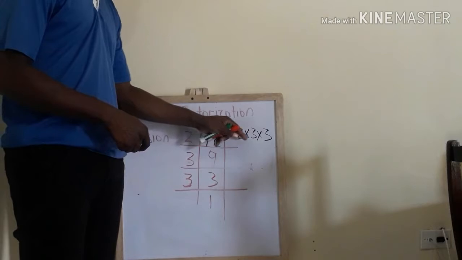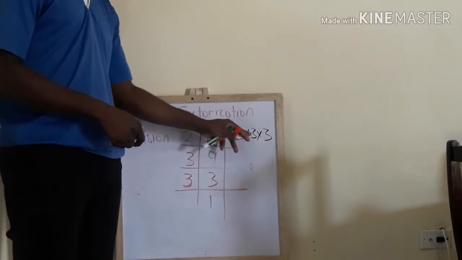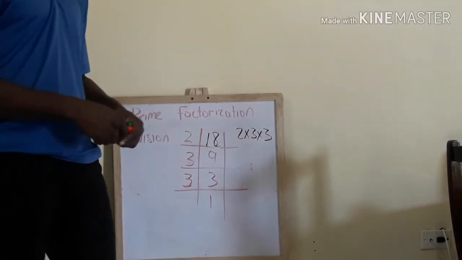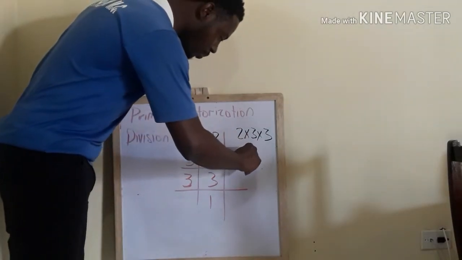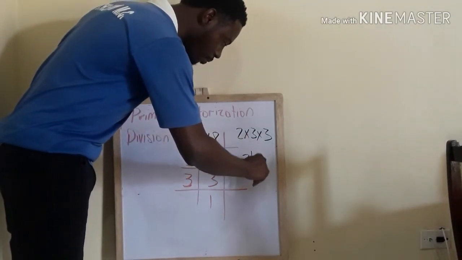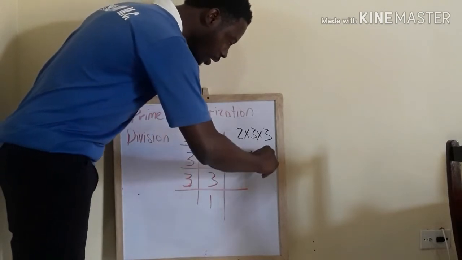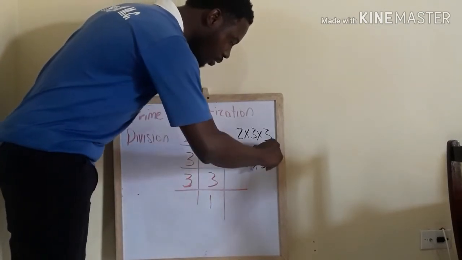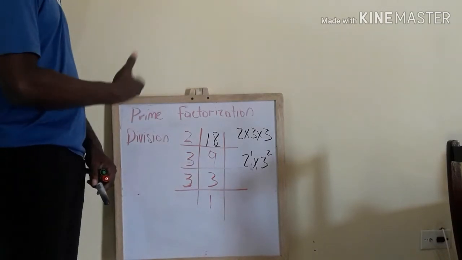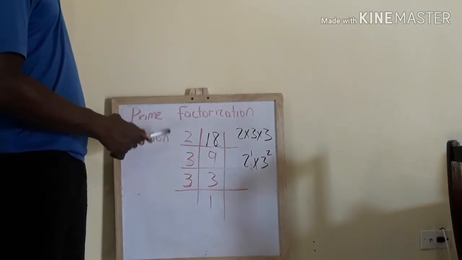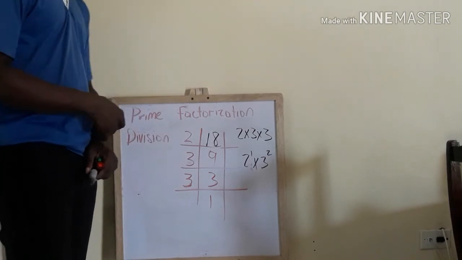So here we have 2 times 3 times 3 says 2 times 3, which is 6, times 3, which gives me 18. And in the exponential form, 2 raised to the first power and 3 to the second power. And that would be your actual prime factorization division method.